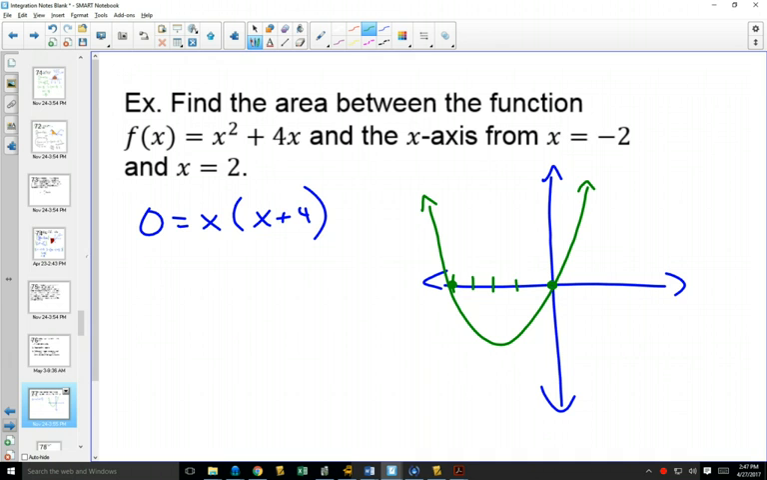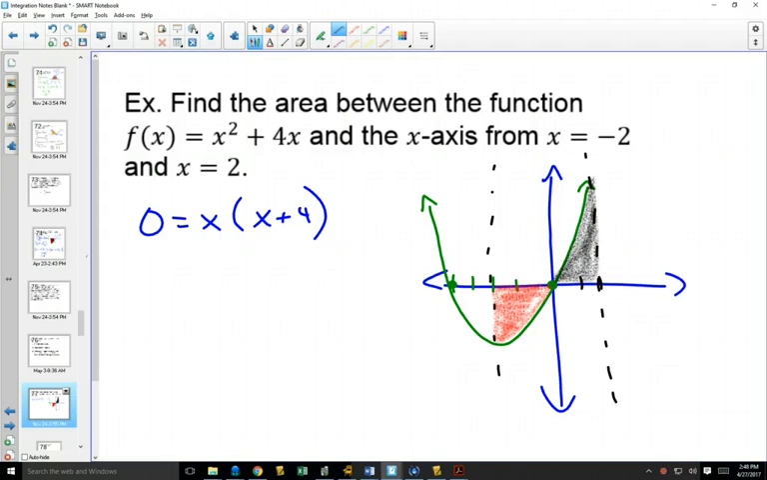So here is our parabola. We want to find the area between -2 and 2. So as far as coloring this, we'll have this red section that's negative and this black section that's positive. So when we want to find the total area between the function and the x-axis, we're going to have to make sure that the red one and the black one are done separately.